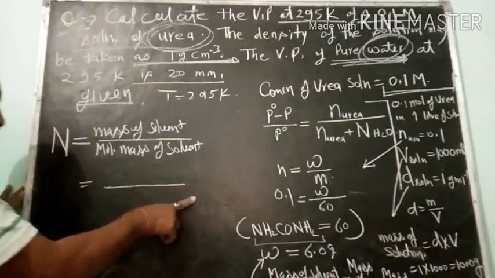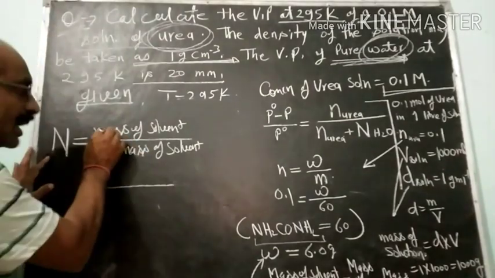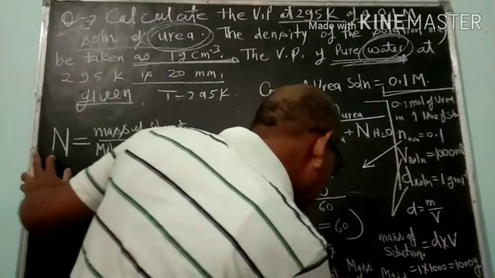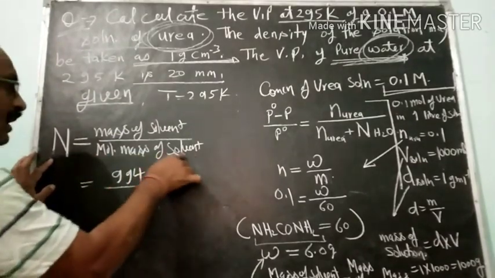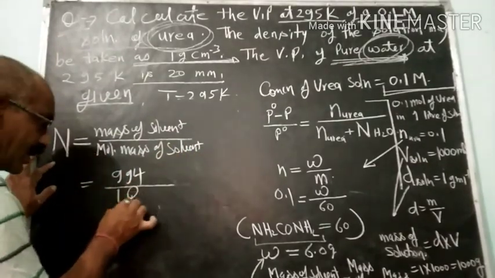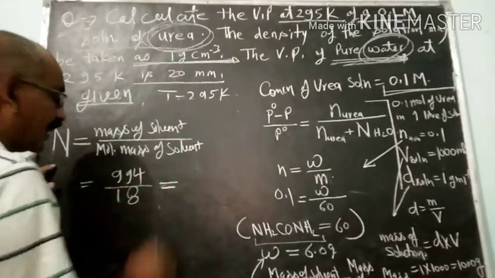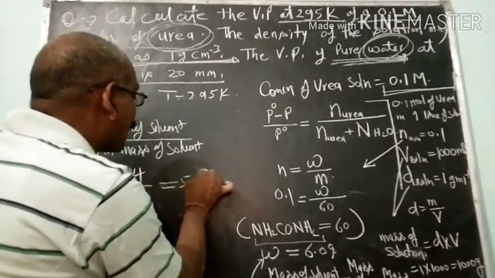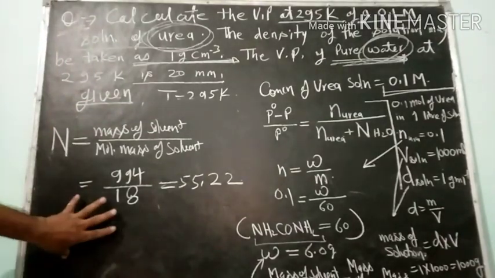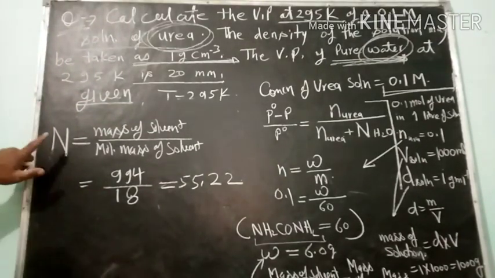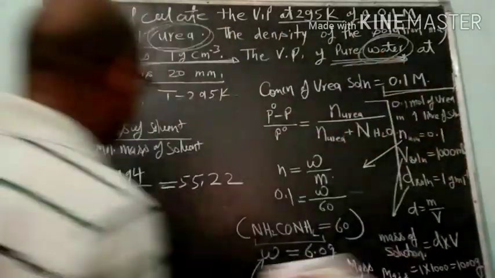Okay? Now to calculate the number of moles of the solvent, the mass of solvent comes how much? 994. So 994 over the molecular mass of the solvent, which is water. For water the molecular mass is 18. So it comes how much? It comes approximately 55.22. These are the number of moles of the solvent. Is it clear?